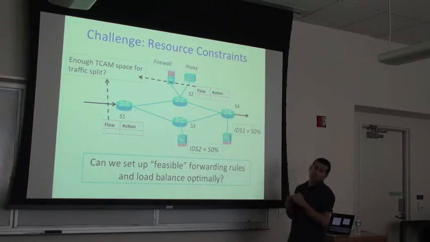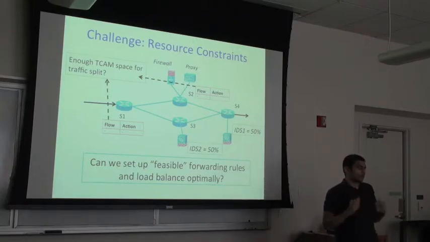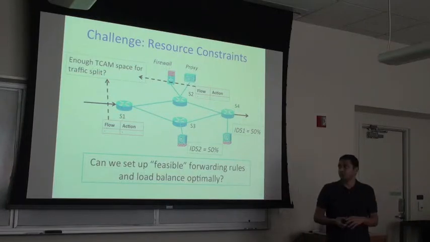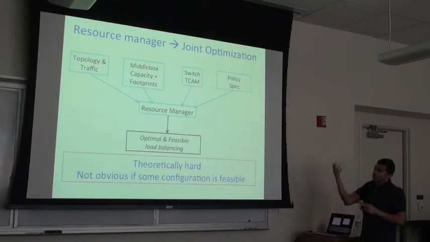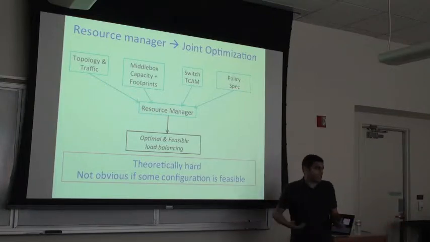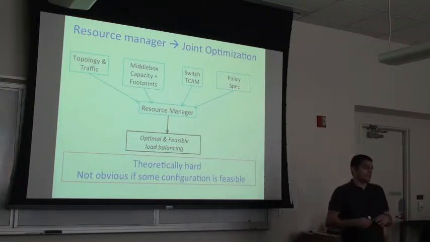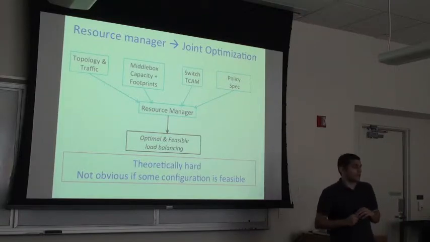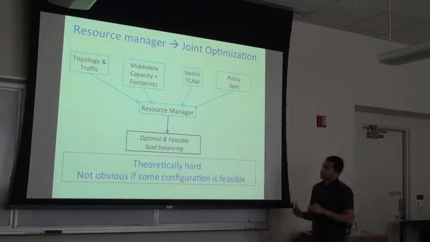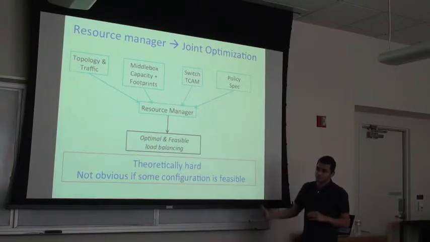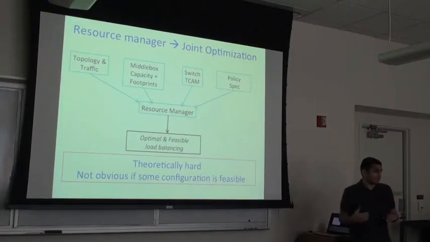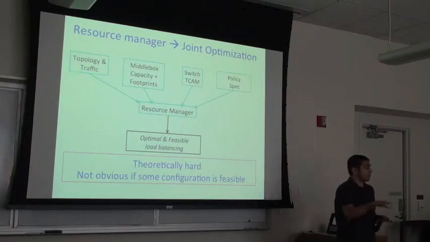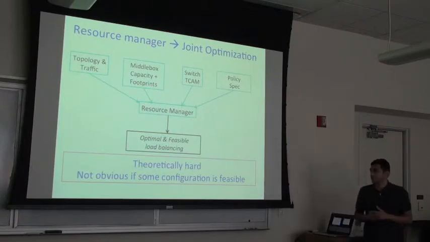So the question is, we have multiple objectives and constraints. When you introduce these middle boxes that want to do load balancing, how do you do it in a near optimal fashion? Ideally, this is a joint optimization problem. You say, I have switch constraints, I have middle box constraints, I have some policy requirements, and I know what my topology and traffic patterns look like. I want the controller to set up the data plane rules in such a way that it does not violate the switch TCAM constraints, but at the same time optimally balances the load across the middle box instances. That's the formulation of the problem.